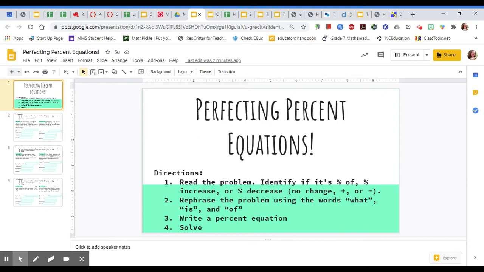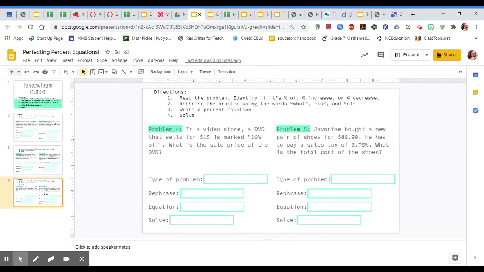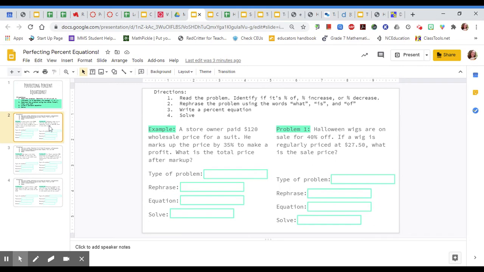Step 2 will be to rephrase the problem using the words what, is, and of. Step 3 is to write a percent equation from your rephrasing in step 2. And step 4 is to solve. I've rewritten the directions on all 3 slides so that you have them there to return to if you need it. Our example says, a store owner paid $120 wholesale price for a suit.